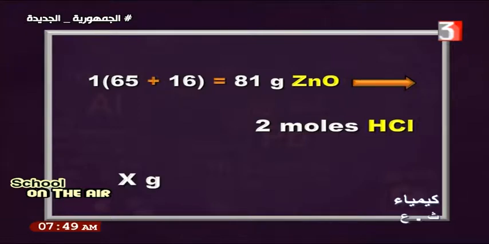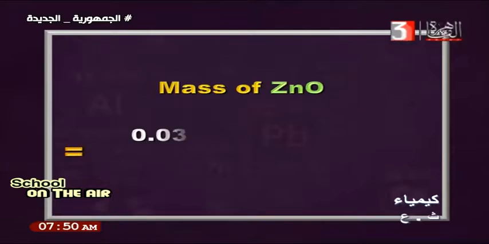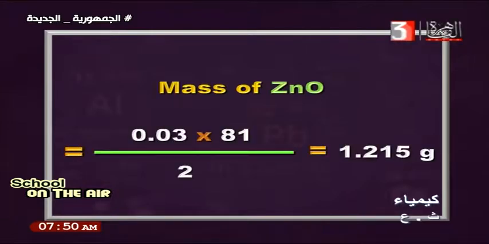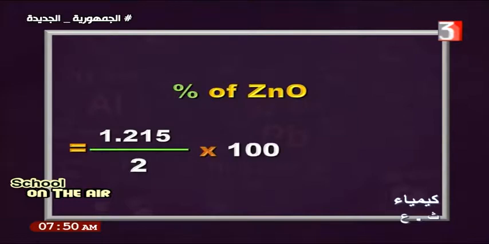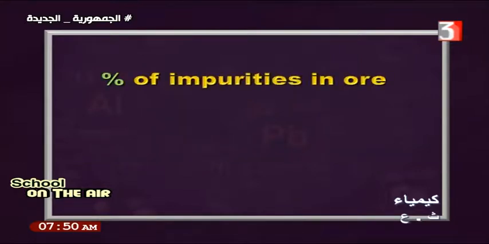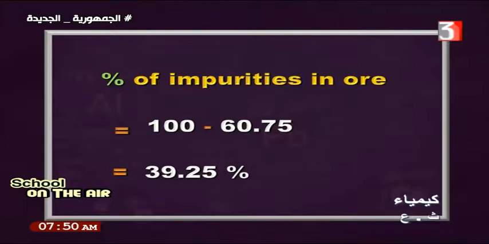So the mass of zinc oxide that reacts with 0.303 moles of HCl, we can get by cross multiplication, which will be 1.215 gram. Then the percentage of zinc oxide equals its mass over the mass of the ore times 100, so equals 60.75%. So the percentage of impurities equals 100 minus the percentage of zinc oxide, so equals 39.25%.